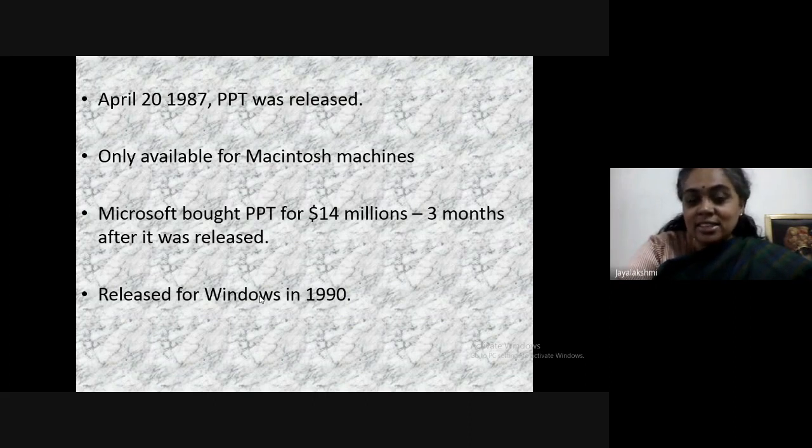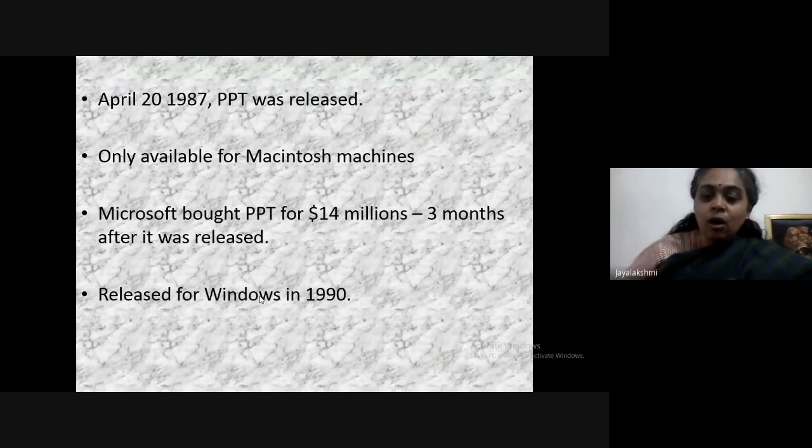And in the year 1990, it was officially released by Microsoft. It was accepted throughout and they said that we'll keep the name PPT only, and it was officially released for Windows in the year 1990. And from then on, many of us have been using it. Of late, all of us use it, but then it was very few who were using it. So that's a small history about your PPT.